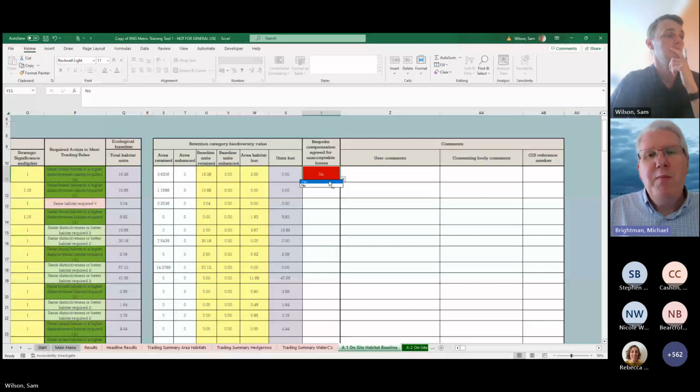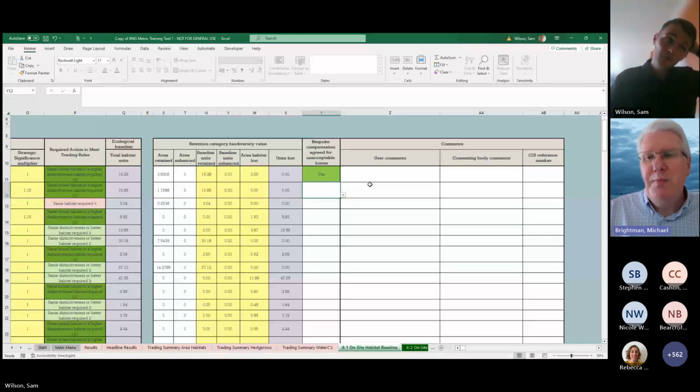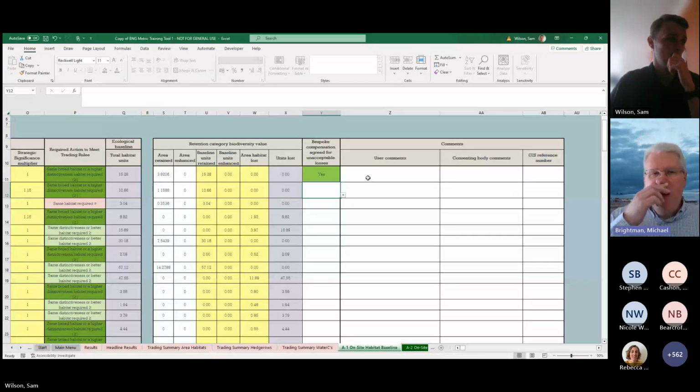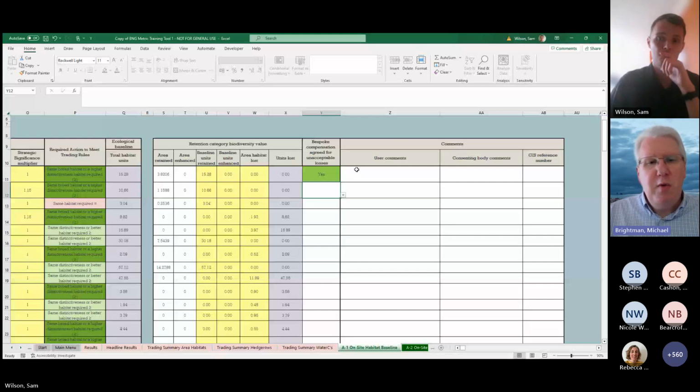In other words, where there's going to be losses of very high distinctiveness habitats, the applicant must agree the bespoke compensation before they submit the metric. And losses of very high distinctiveness habitat and irreplaceable habitat should only be allowed in exceptional circumstances and not for general development. So you may get, unfortunately, loss of very high distinctiveness and irreplaceable habitat, for example, where there's the necessity for a flood prevention scheme. But even so, that bespoke compensation will still have to be agreed.